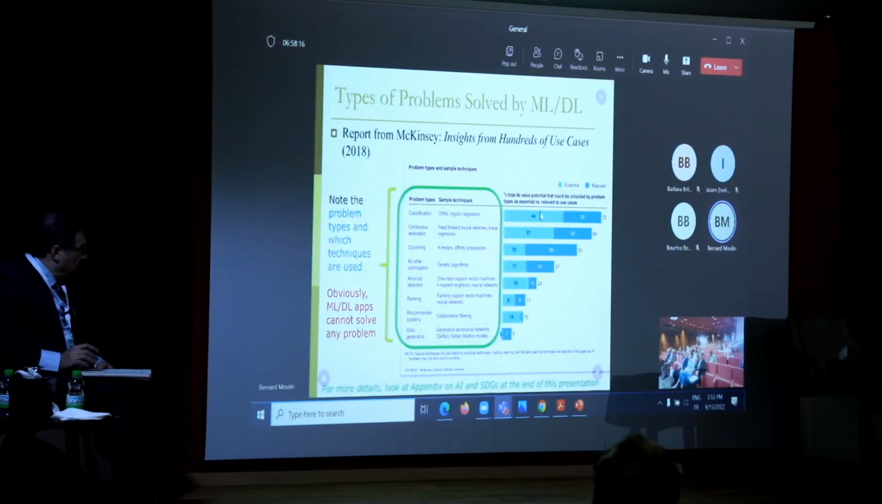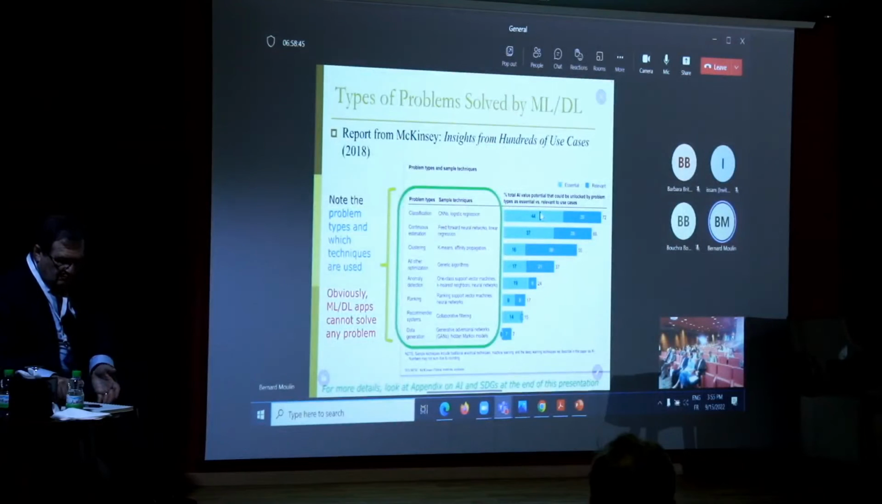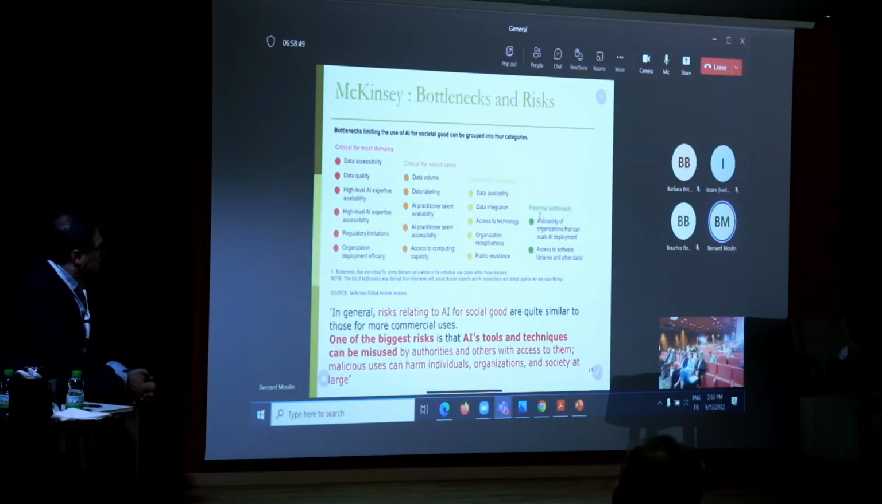Another interesting report, very important in my opinion, is the McKinsey report about insights from hundreds of use cases. That's true, they have a huge database of use cases of using ML/DL in development applications. But look at that. Here you have the types of problems that can be solved by those systems. That's very official and that's very true. And you see that there are very interesting problems, but those are not all the problems that you have to solve in a country. And in this report, they speak about the bottlenecks and risks that you can have when you develop such systems and start projects in this area.